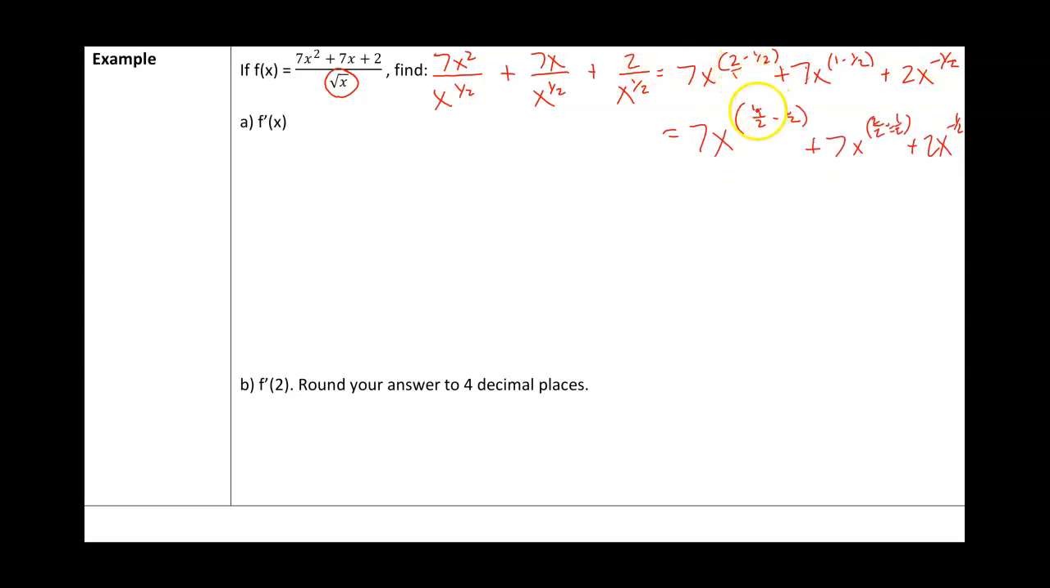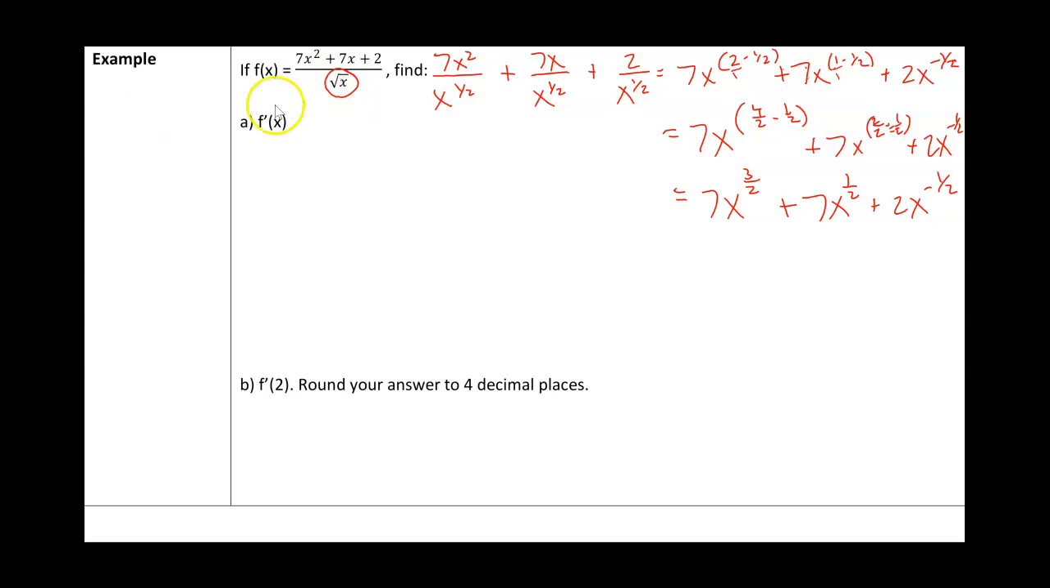So 2 is like 2 over 1, so this becomes 4 over 2 to get a common denominator. This is like 1 over 1, becomes 2 over 2 to get a common denominator. And if I simplify that, I get 7x to the 3/2 plus 7x to the 1/2 plus 2x to the negative 1/2. You can only do this though when you divide by a monomial. If you don't divide by a monomial, this does not work.